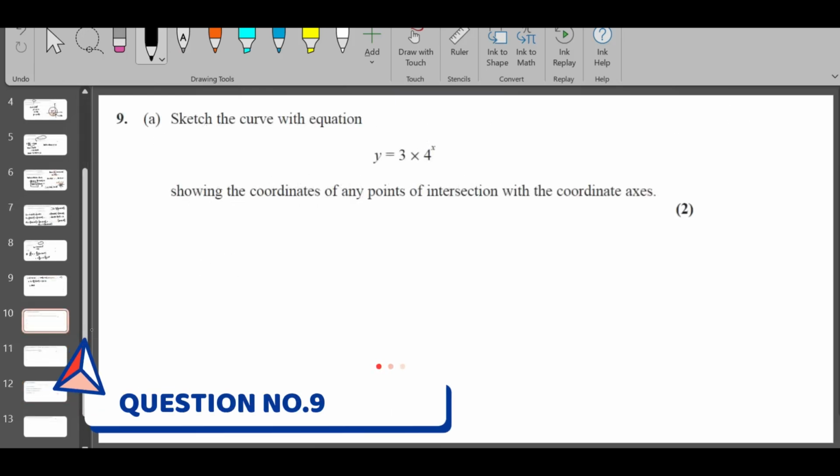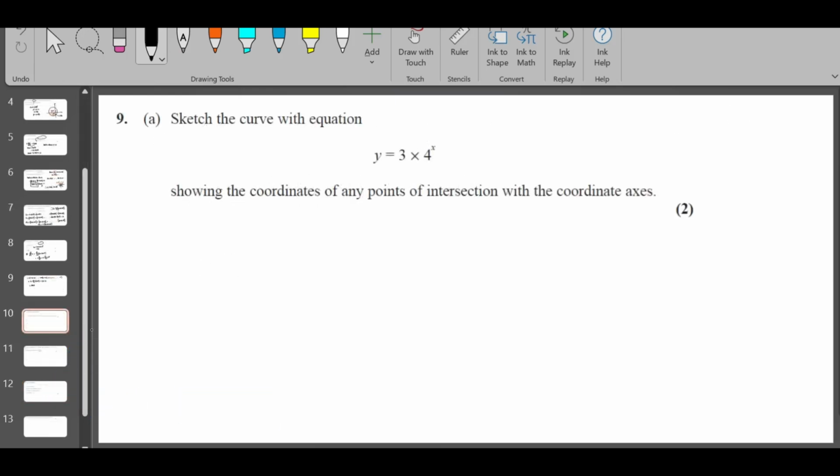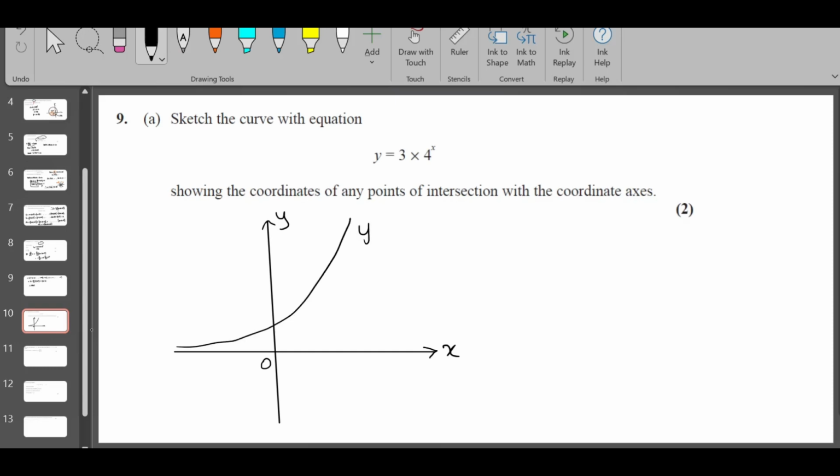Question number 9. Sketch the curve and show the coordinates of the point of intersection with the coordinate axis. Okay. Draw the xy axis. Always label the graph, label the axis first on the origin. This is the graph of 4 power x. So 3 times 4 power x. It's a stretching actually. So you can still show the same graph. y is equal to 3 times 4 to the power x.